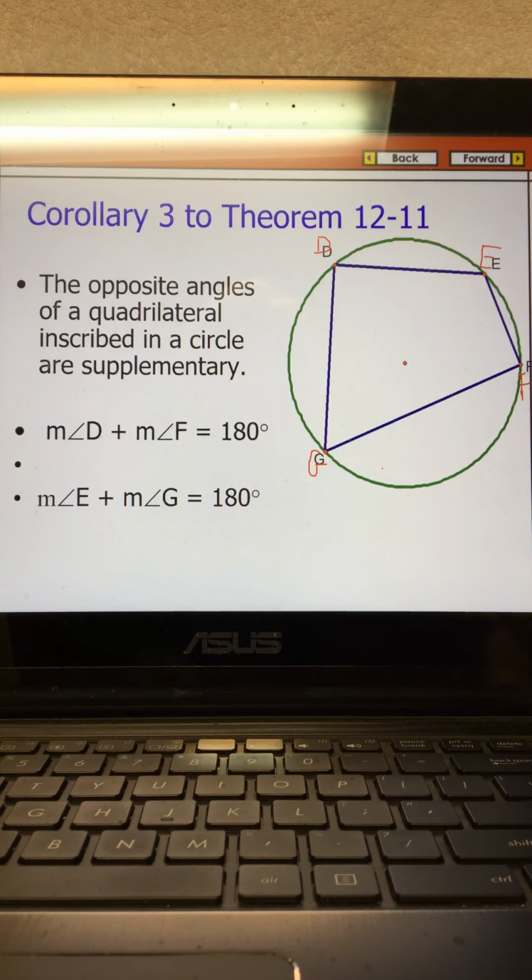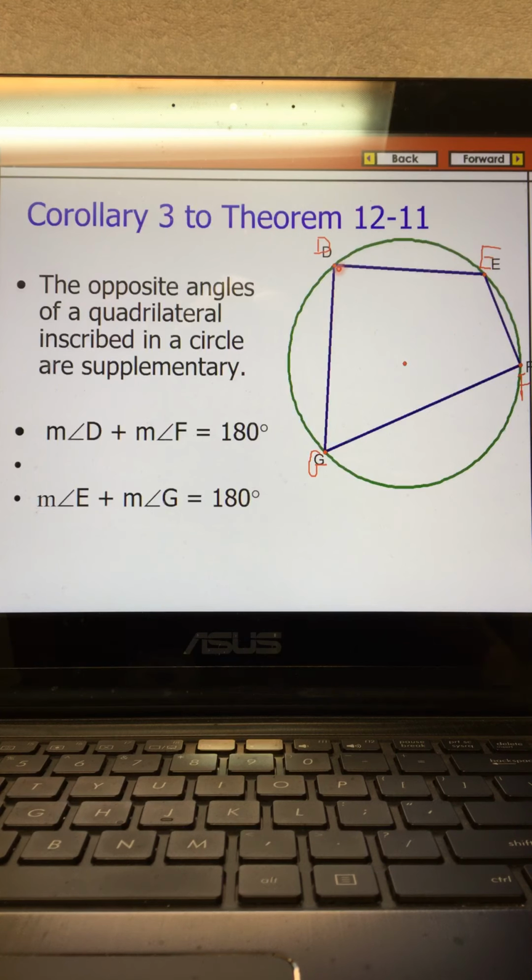The third theorem has to do with having a quadrilateral totally inscribed or drawn inside a circle. The vertices of this quadrilateral are points on the circle. So we would say that this quadrilateral is inscribed inside the circle. And this is what it says. It says opposite angles in this situation are supplementary.